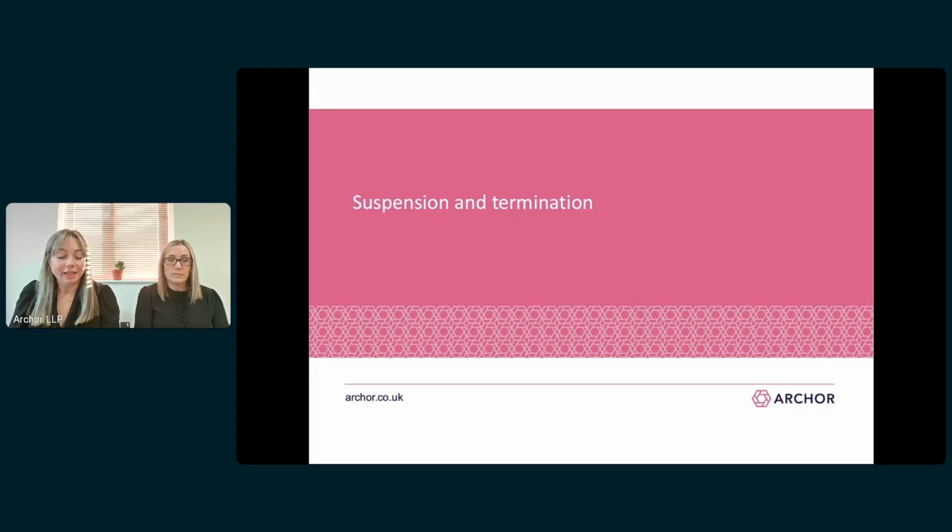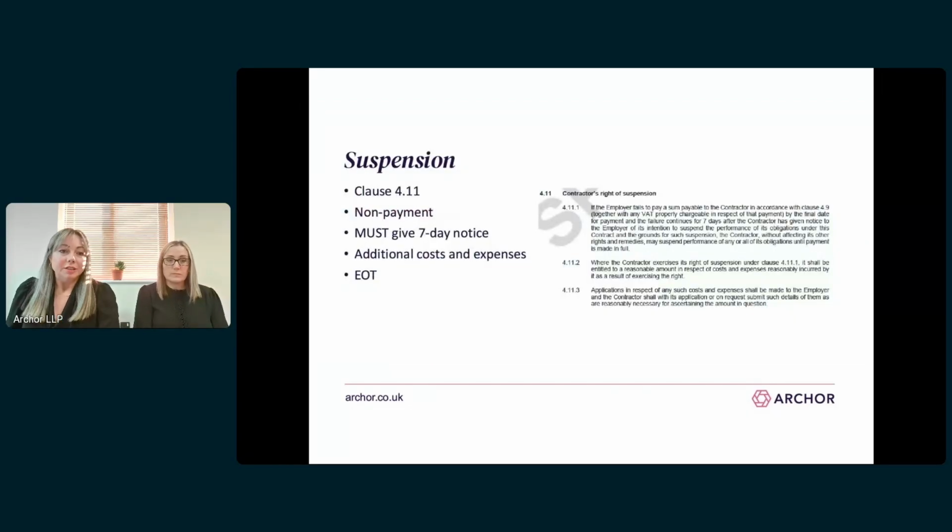So the last set of key clauses I'm going to look at are suspension and termination clauses. So starting off with suspension. A contractor can suspend for non-payment, but only if this relates to the employer's failure to pay a sum payable in accordance with 4.9 of the contract.